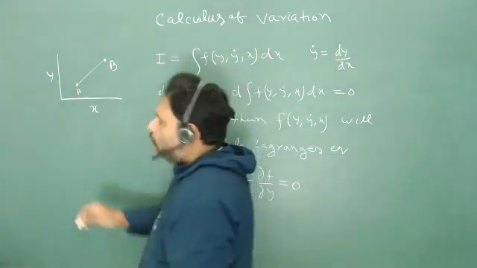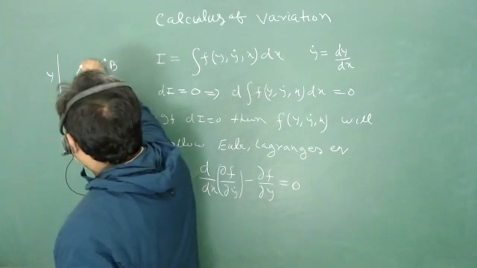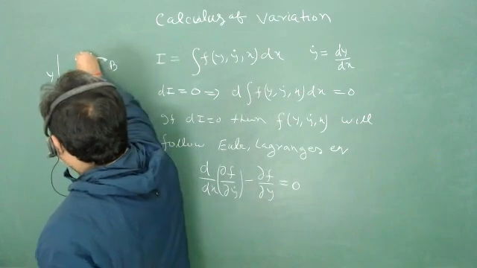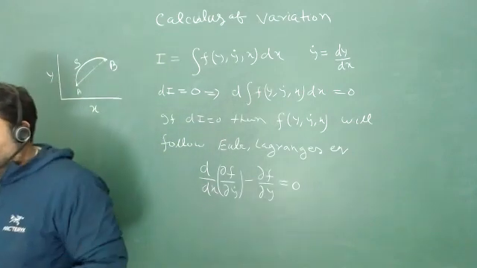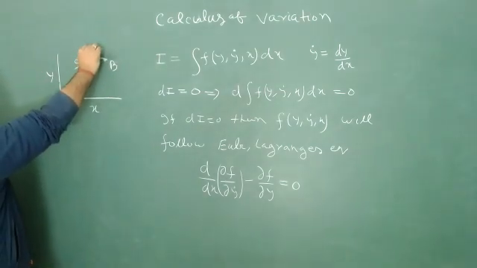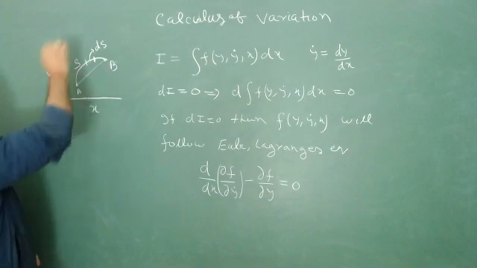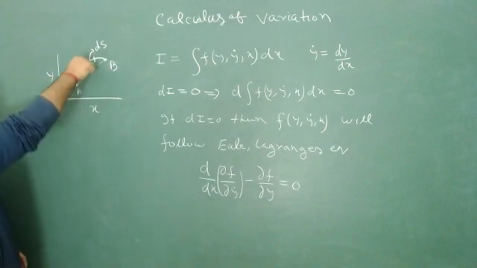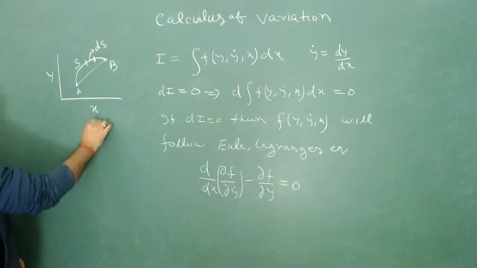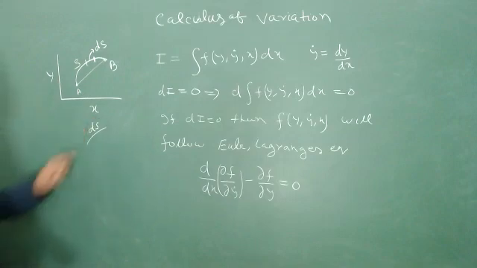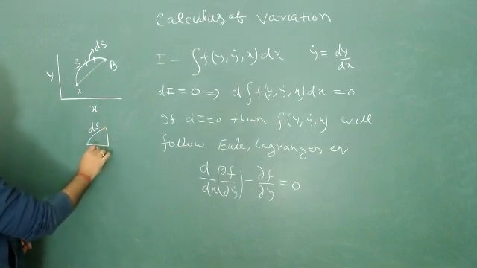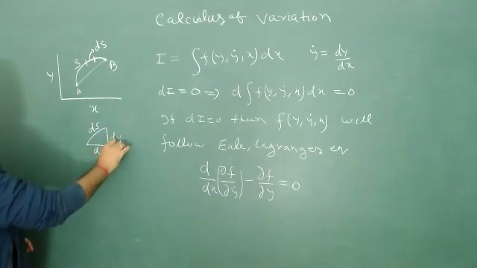So what I am going to do is take one arbitrary path from A to B, and let's say this path is S. I can take some small element of this path, and this small element is ds. I am keeping this zoomed for you. So this part is ds, the small element. What is this ds? This value is dx, and this value is dy.